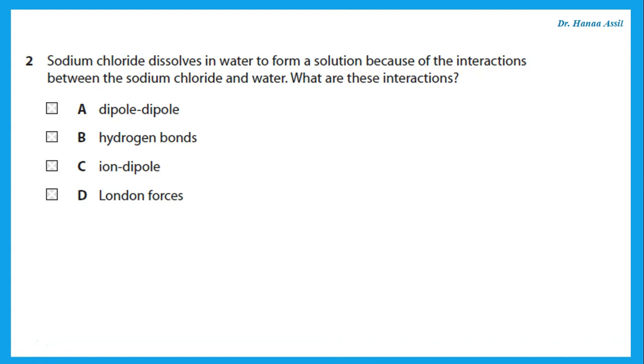You should know that dipole-dipole interactions are between polar molecules, simple molecular structures that are polar due to differences in electronegativity between their atoms. So it has a slightly positive end and a slightly negative end. So there is dipole-dipole interaction between the molecules due to the attraction of the oppositely charged ends. This is not what we have when we dissolve sodium chloride in water.